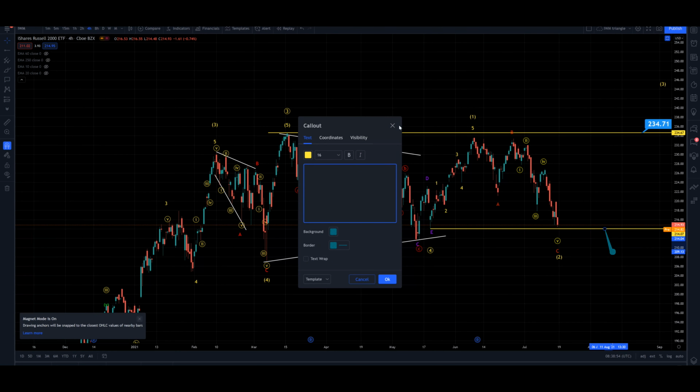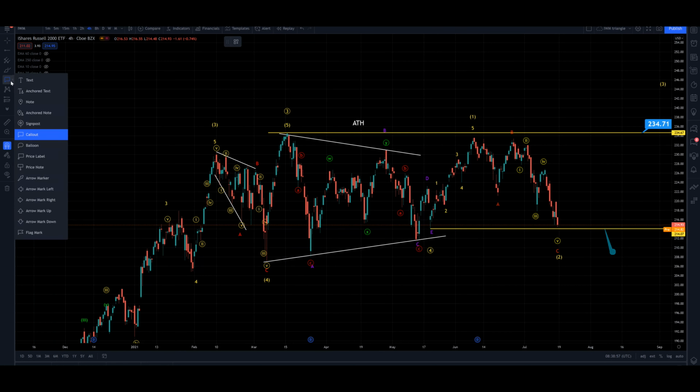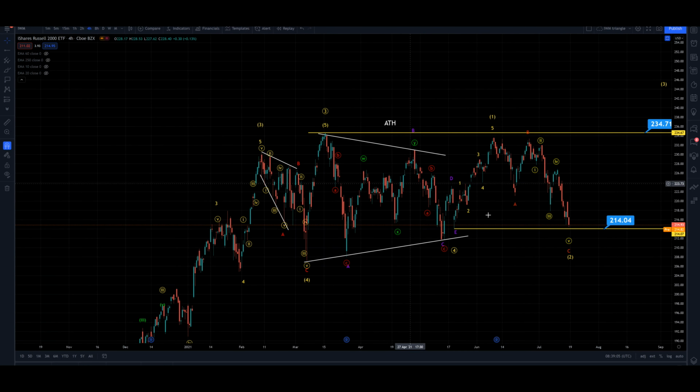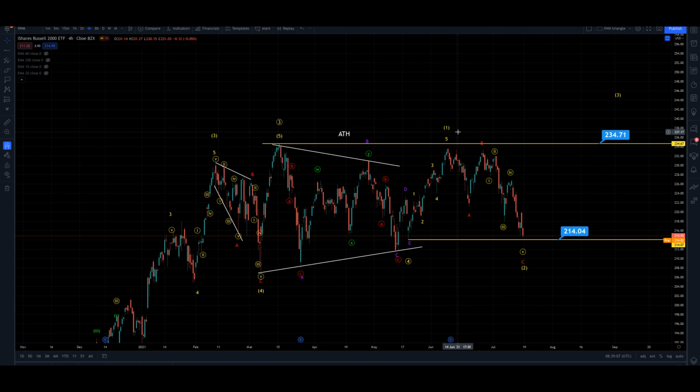Actually, we won't use the text box, we'll just use a price label. So, just valid by a whisker. 214.04, sorry. Come back below that, this is invalid. So this would invalidate the bullish count as it is here.